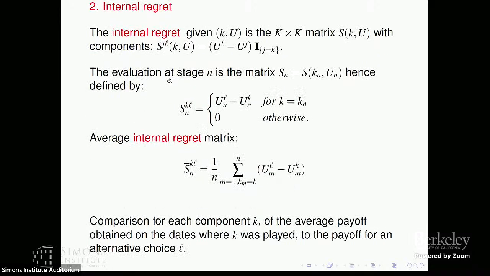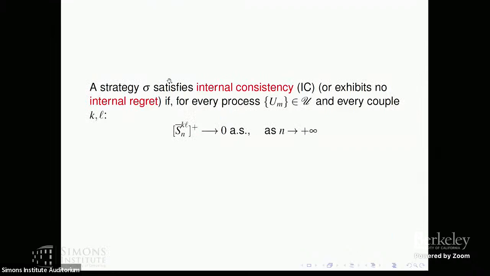Now, internal regret is more sophisticated. For every specific point in this set, let's call it I, you look at the stages where you are using or predicting this component, and at these stages, you compare the outcome to any other fixed outcome. So what you generate here is not a vector, but a matrix. This is the KL component of the matrix. It's 0 if you are not choosing K, and otherwise you compare K to L. You have the same notion of average regret. So it's a comparison for each component of the average payoff obtained at the dates you were using a specific choice. Everything is well known, and similarly, you define internal consistency.